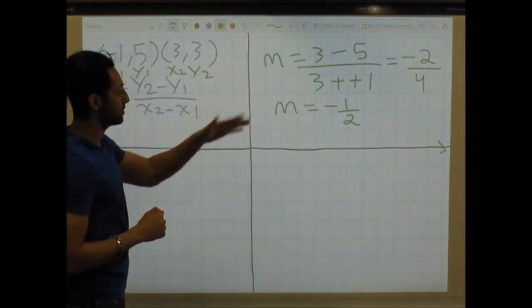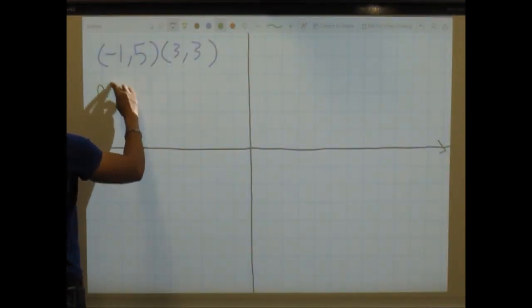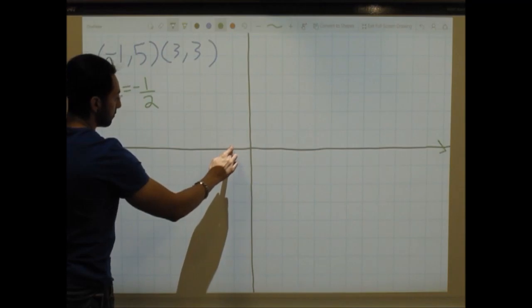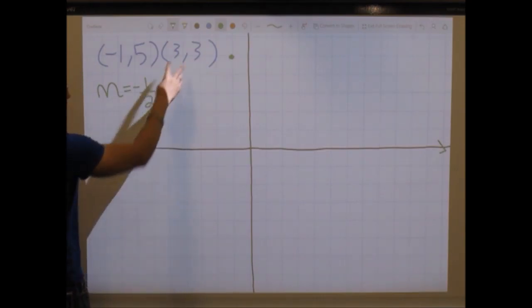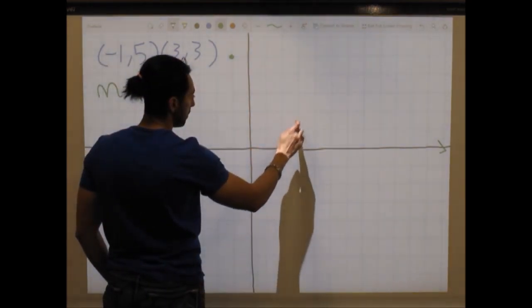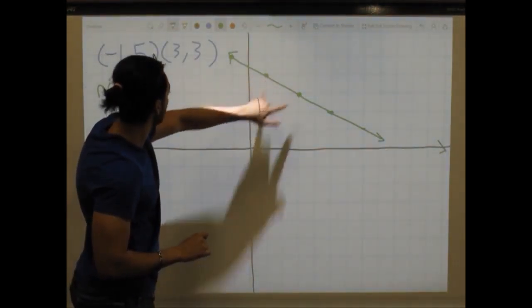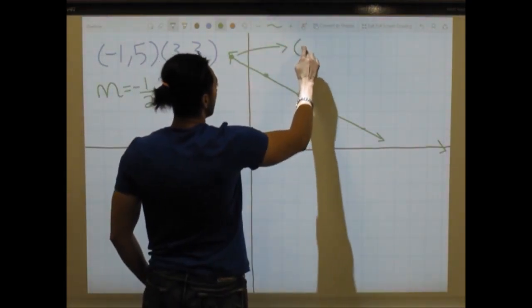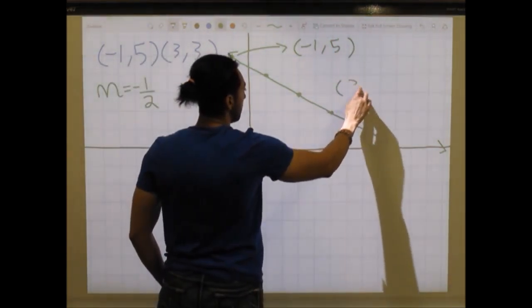Okay, since we know our slope is negative 1/2 now, let's go ahead and graph that. Before we do that, let's just go ahead and plot these points. Negative 1, 5: negative 1, up 5, 1, 2, 3, 4, 5, right there. And 3, 3: over 3, up 3, which would be right there. So this point here was negative 1, 5, and this point right here was 3, 3.